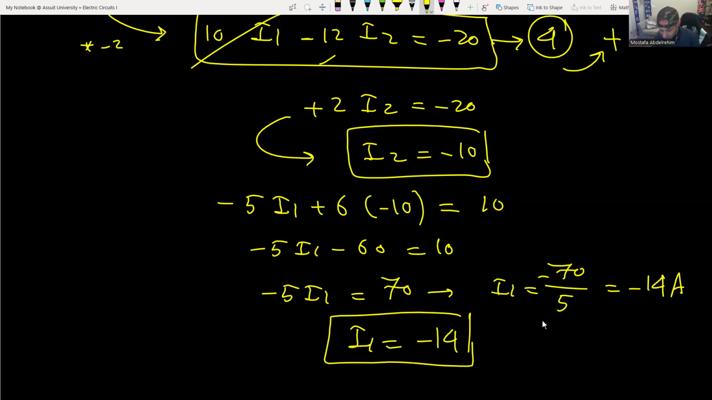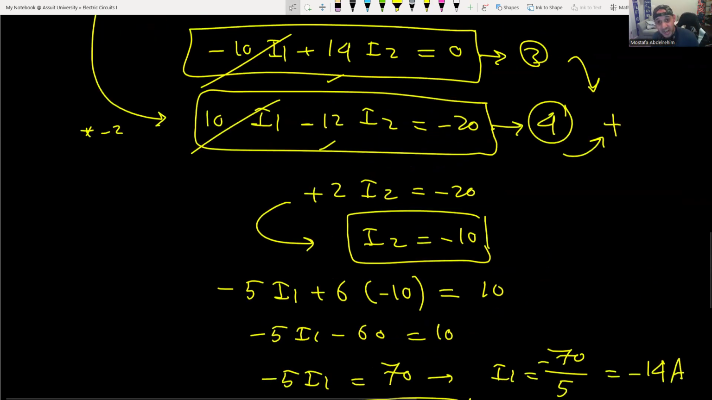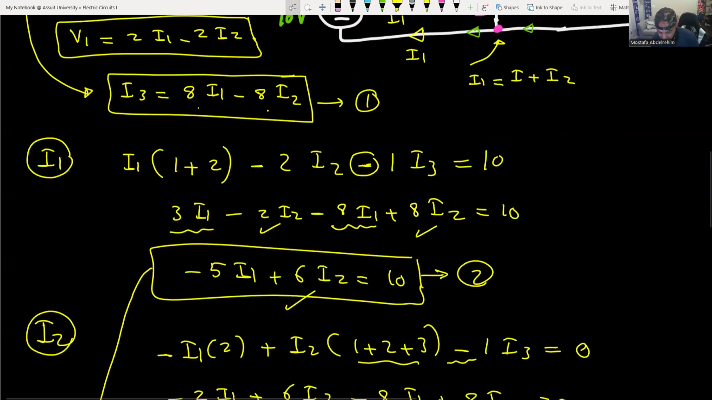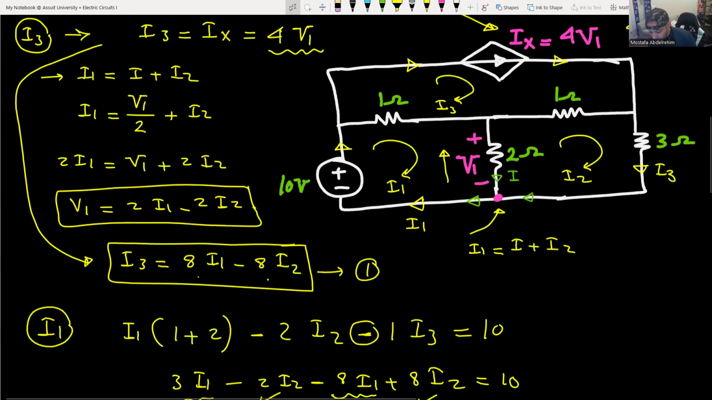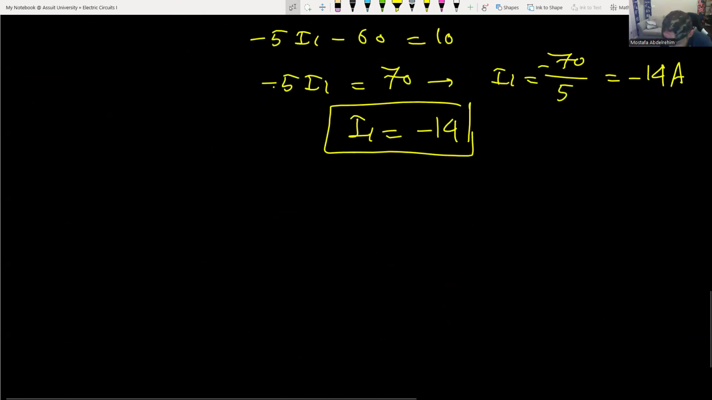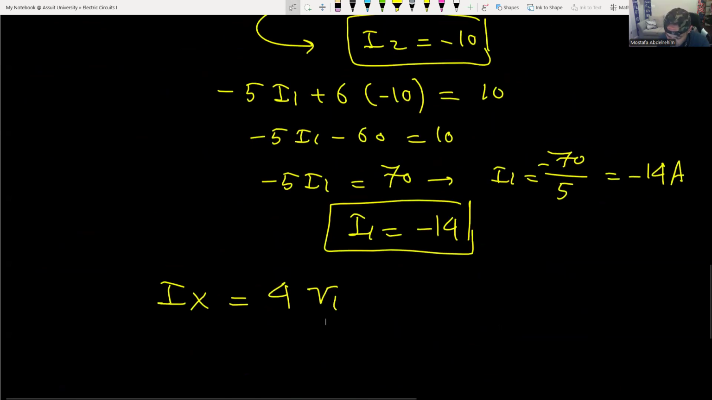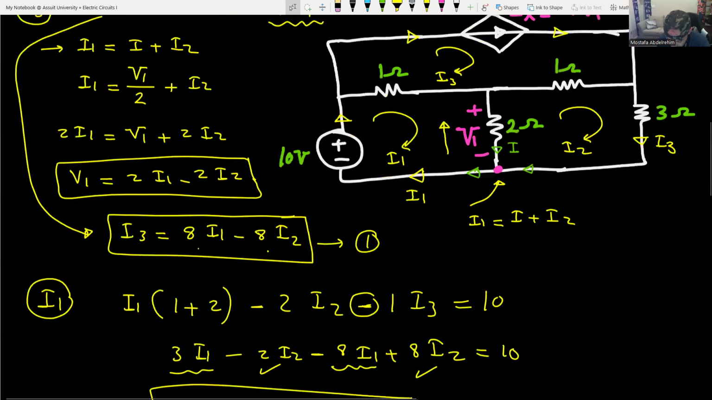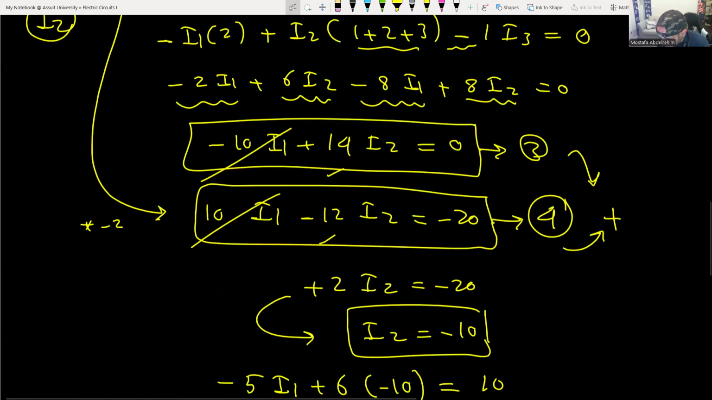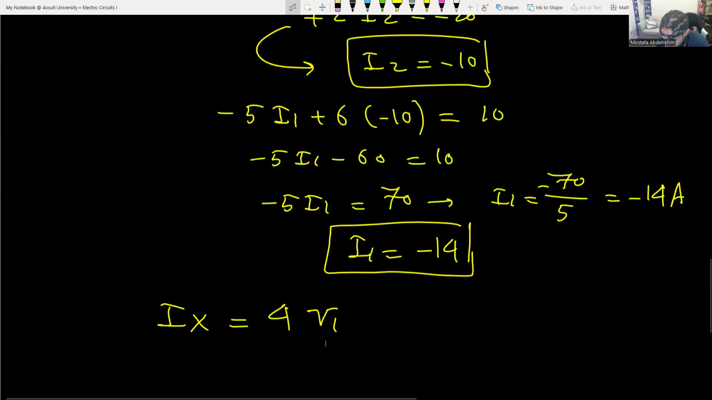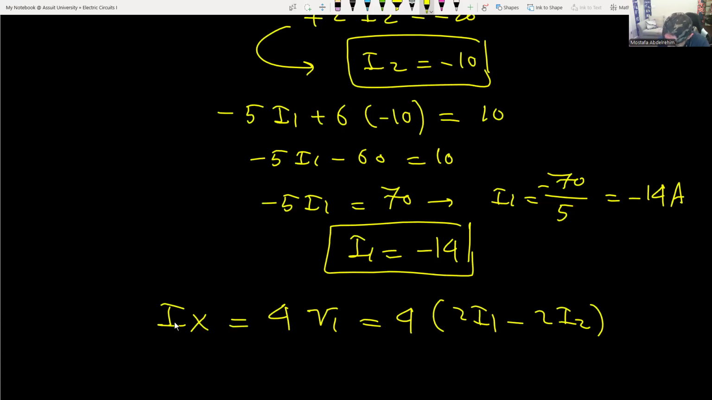So we get I2 and I1. So now let's find Ix. Actually, the question was finding Ix, the dependent current source branch. So Ix is equal to 4V1. So what is V1? V1 we just found basically at the beginning. V1 is 2I1 minus 2I2. So Ix is equal to 4 multiplied by 2I1 minus 2I2.